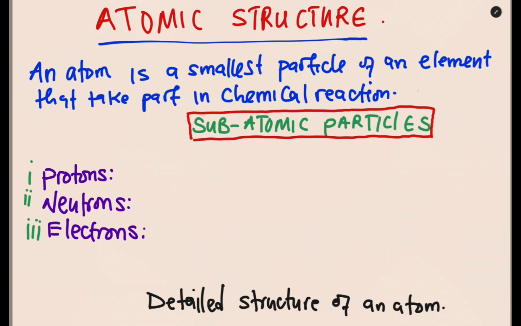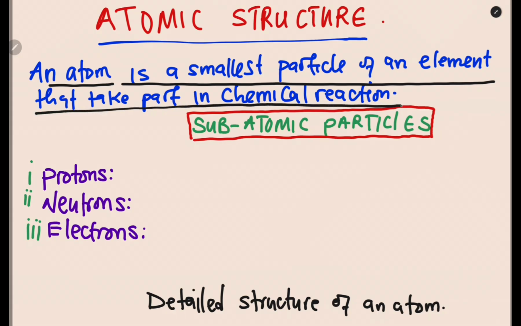If you're asked to define an atom, and this is a viable question if you are doing chemistry at secondary level, how do you define it? You define an atom as the smallest particle of an element that takes part in a chemical reaction. Or you can define it as the smallest particle of an element that cannot be further subdivided by any chemical means. So that is what we call an atom.